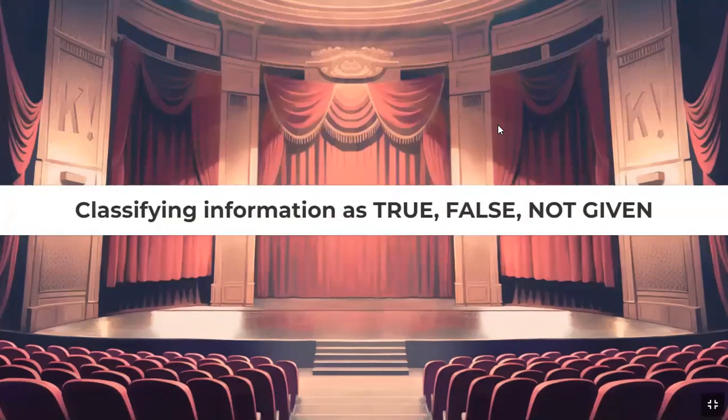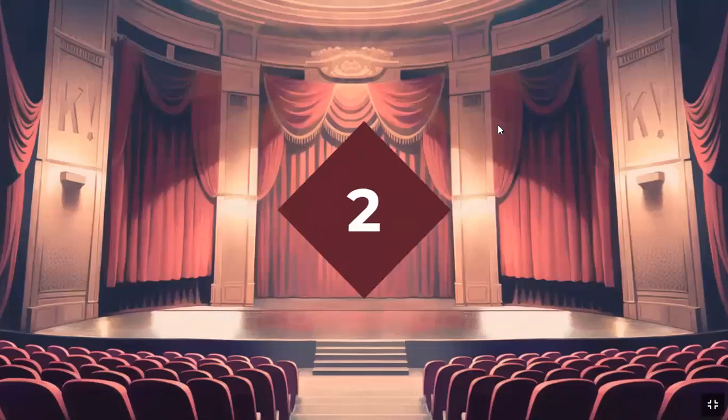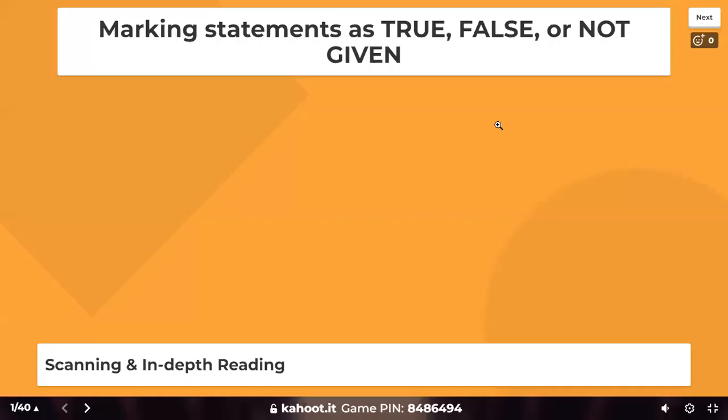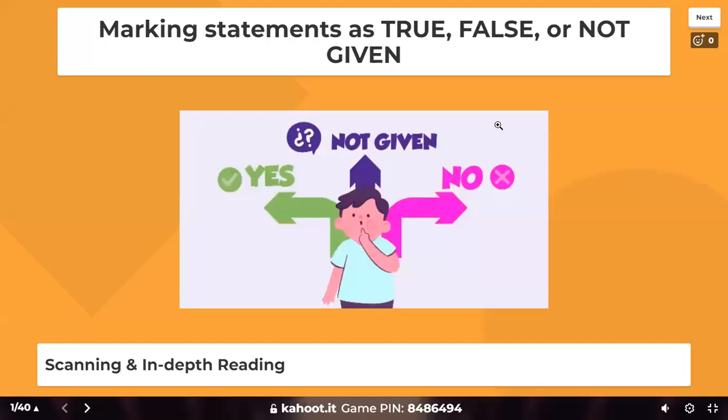Okay, so today we will be looking at how we can classify information as true, false, or not given. One of the questions in the IELTS exam is to mark some statements as true, false, or not given. And many students have problems with this type of question, because they don't understand what true is, what false is, and what not given is. The confusion is between false and not given.